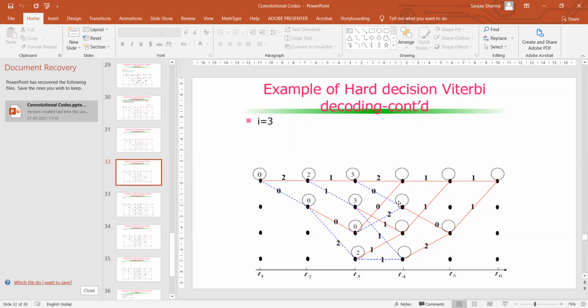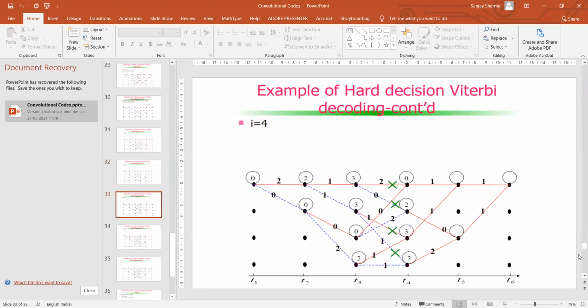Now come to this state. What are the two paths which are entering? One is this path, 2, 1, and 0. What is the other path? 2, 0, and 0. So one path has a state metric of 3, the other path has a state metric of 2. Which path will survive? The path with state metric 2 will survive.